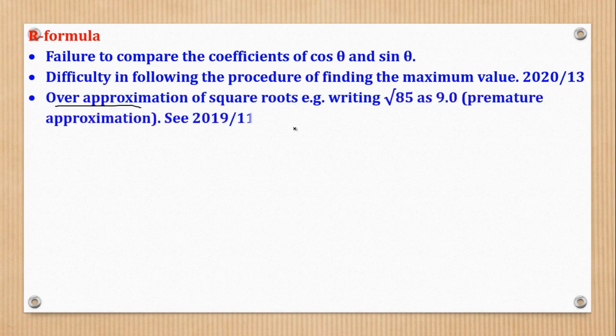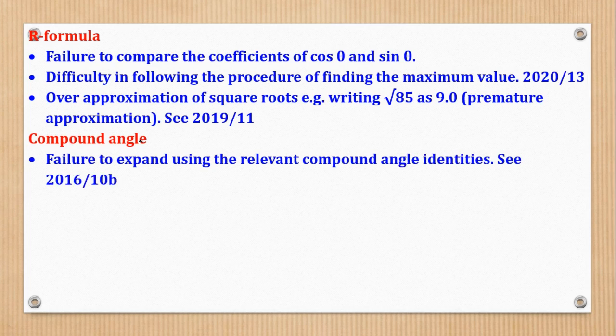Another challenge is over approximation of square roots. In the year 2019, the R was root of 85. But what students did, they said, why don't I round off to 9.0? That makes everything not okay. If the square root is not a perfect square, it is better to leave the square root in your answer. Otherwise, it will be premature approximation. And for the compound angle formula, the challenge is failure to expand using the relevant compound angle identity. Still, it goes back to using a logbook.